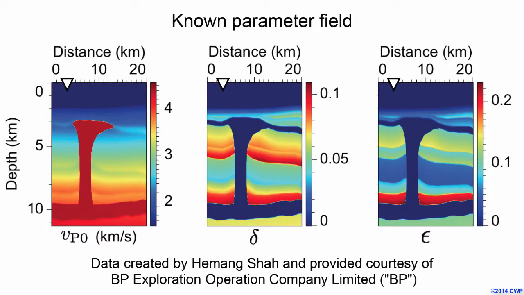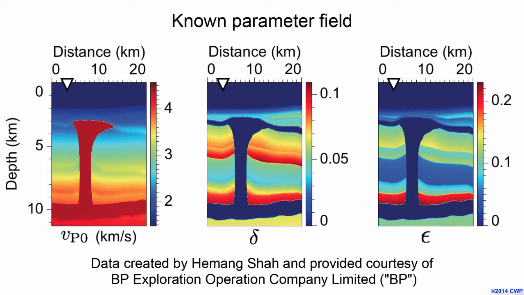So first, the model that I used was the BP-TTI model. And with this model, we're given known parameter fields. We have vertical p-wave velocity, delta, and epsilon. Also given to us are CMP gathers that are modeled with an elastic anisotropic finite difference code. So ideally, this should look as close to real data as we can get, while still knowing the parameter fields so we can test this algorithm.